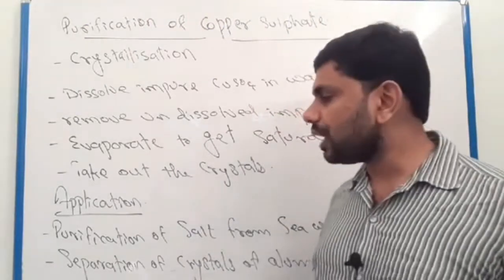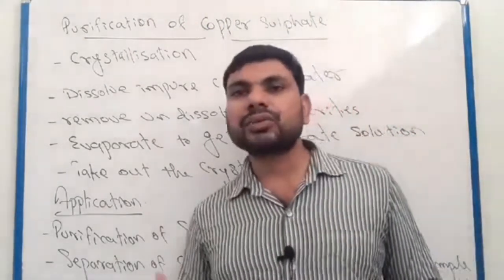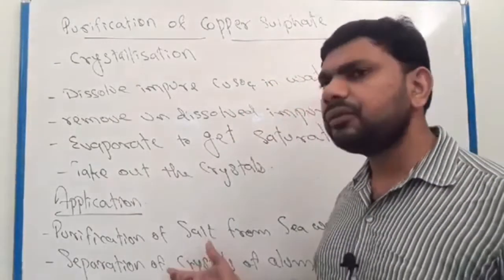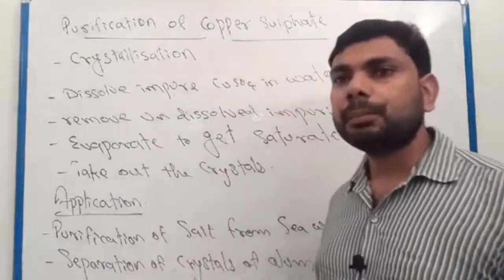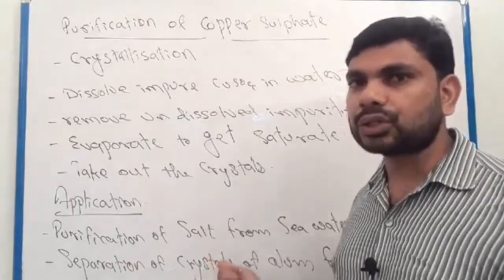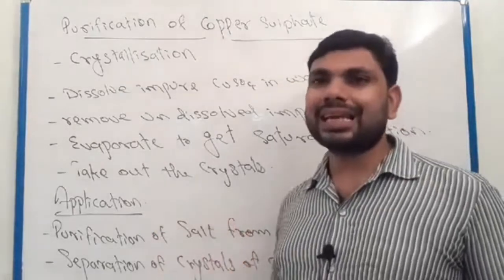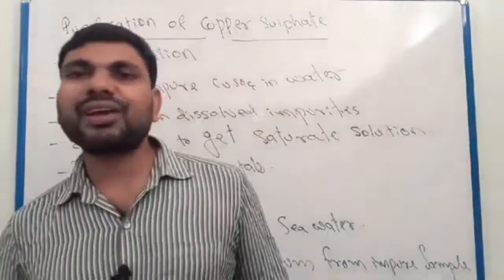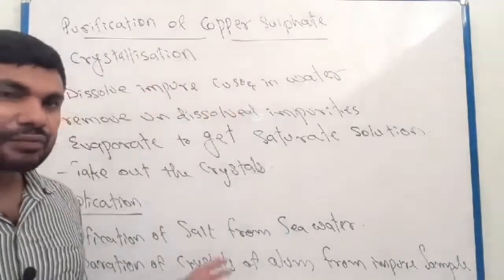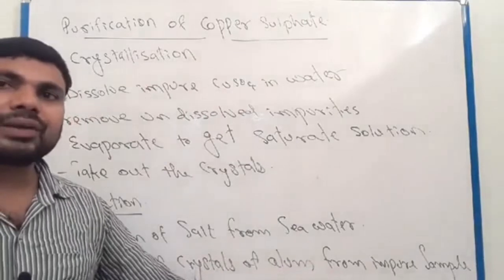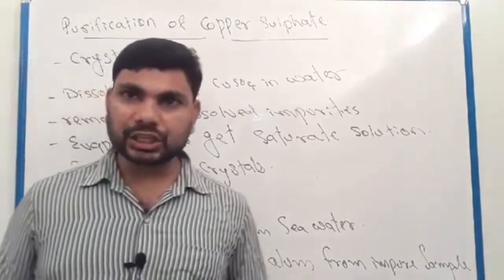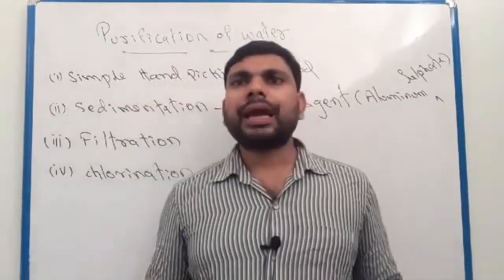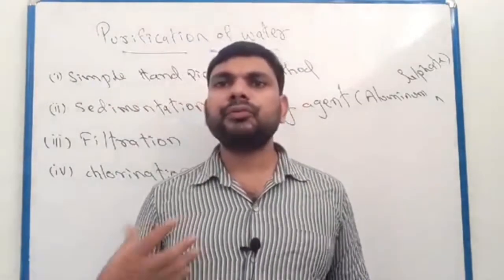Next, we have to understand the applications of crystallization. What are the different applications? Purification of salt from seawater, which we can purify by crystallization. Another application is separation of alum: separating crystals of alum from an impure sample. We can separate it by crystallization. These are the different applications. Clear? Okay.